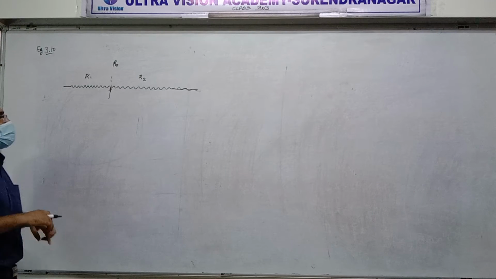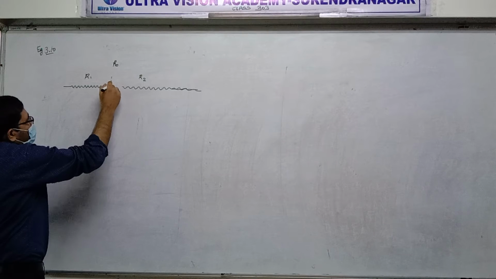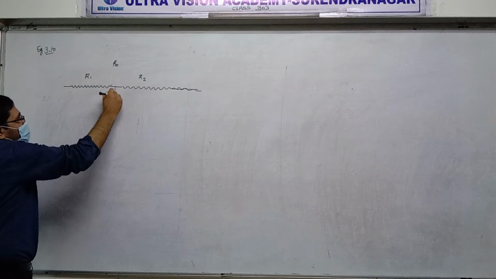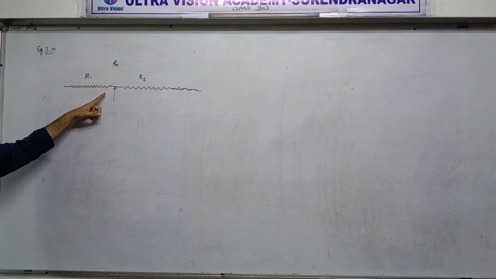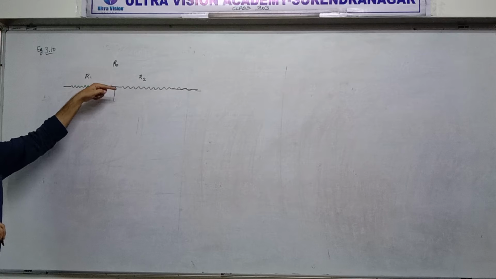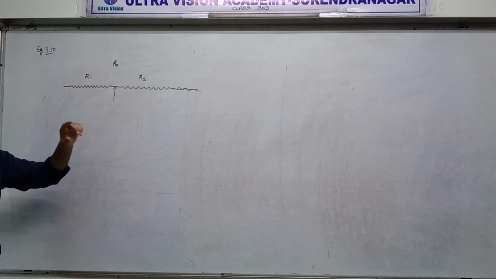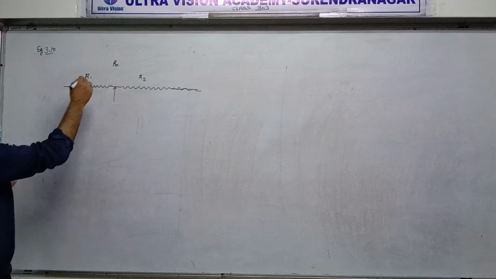Now let's read the question again. This is the potentiometer wire. It has how much resistance? R0 total. For simplicity, I am drawing it like this so that we can understand what's in the circuit. I'm leaving a gap just for our purpose; in reality it is continuous. So here is the jockey, correct? In the middle.